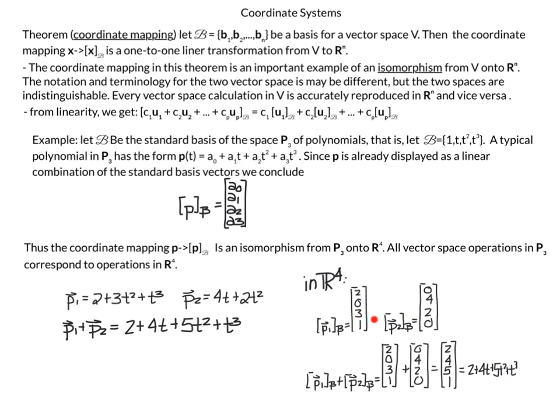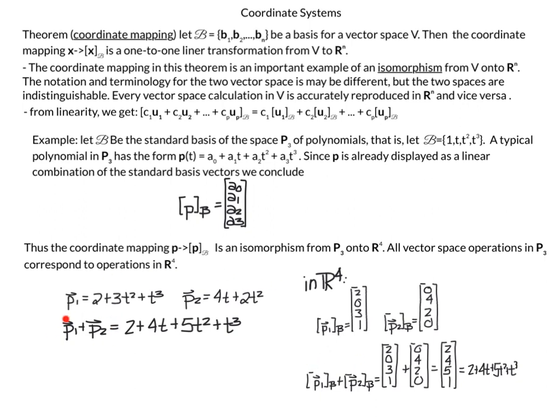So this is the coordinates of P1 with our basis b, and this is the coordinates of P2 with respect to our basis b. Now when we add these two together, we get 2, 4, 5, 1, which is exactly the same polynomial. This would be 2 for the constant, 4 times t, 5 times t squared, and t cubed, which is exactly the same thing we got when we added the two polynomials together.